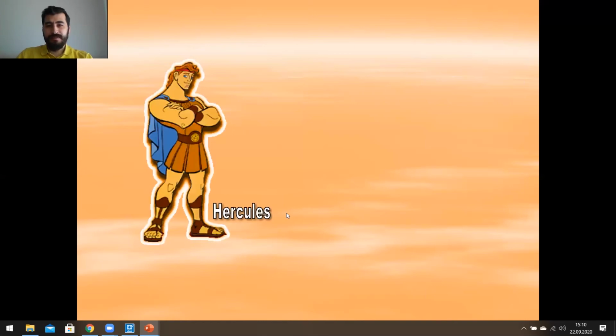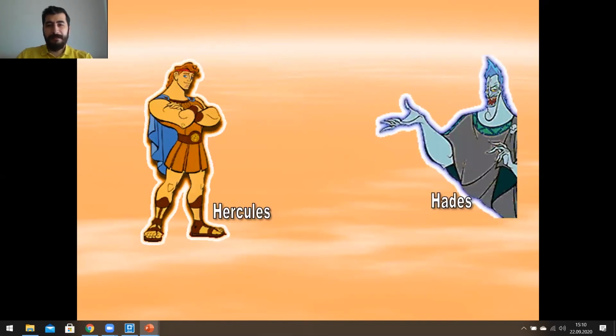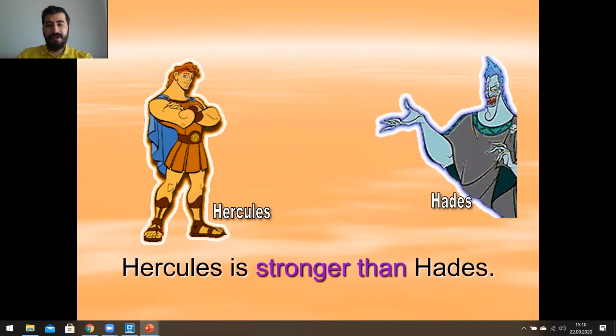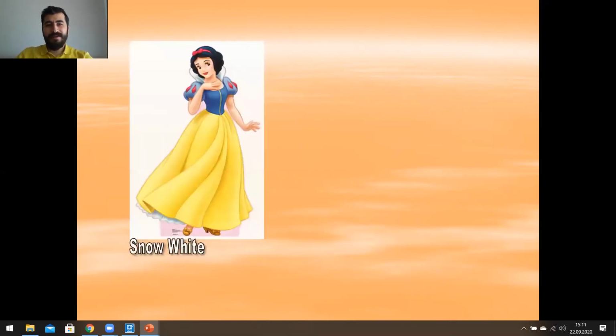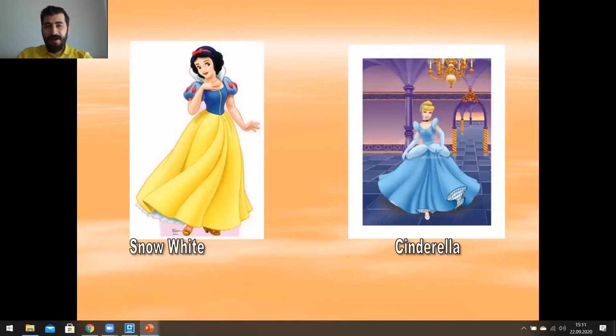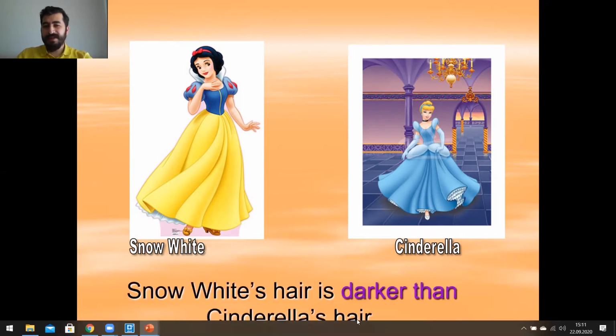Hercules. Hades. Hercules is stronger than Hades. Stronger than Hades. Snow White, Cinderella. What about their hair? Let's compare their hair now. I see dark hair. I see what? Blonde hair here. Let's compare now. Snow White's hair is darker than Cinderella's hair. Darker than.